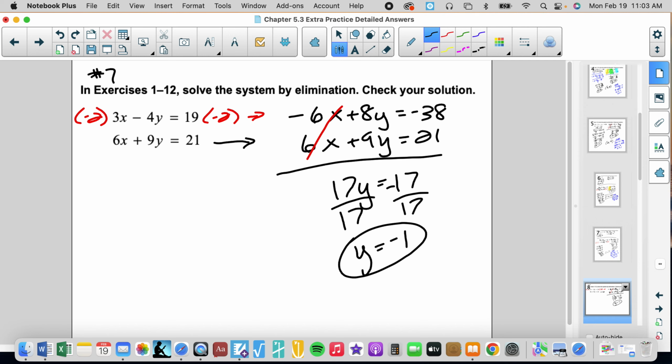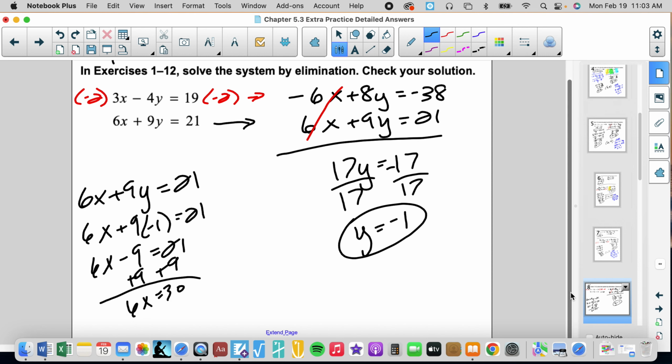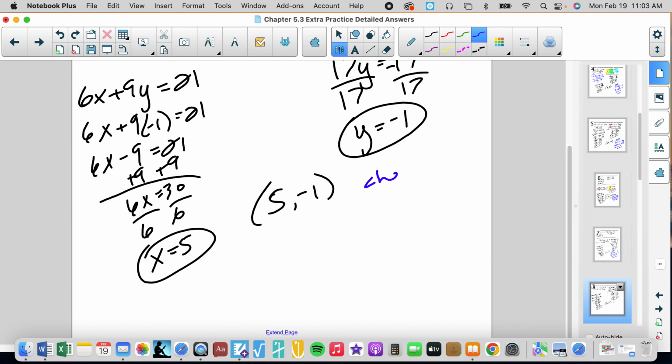And now all I have to do is plug it into one of these equations. Let's do 6x plus 9y equals 21. 6x plus 9 times -1 equals 21. 6x minus 9 equals 21. Add 9. 6x equals 30. Divide by 6, x equals 5. So (5, -1). Now we're going to check with the other equation.